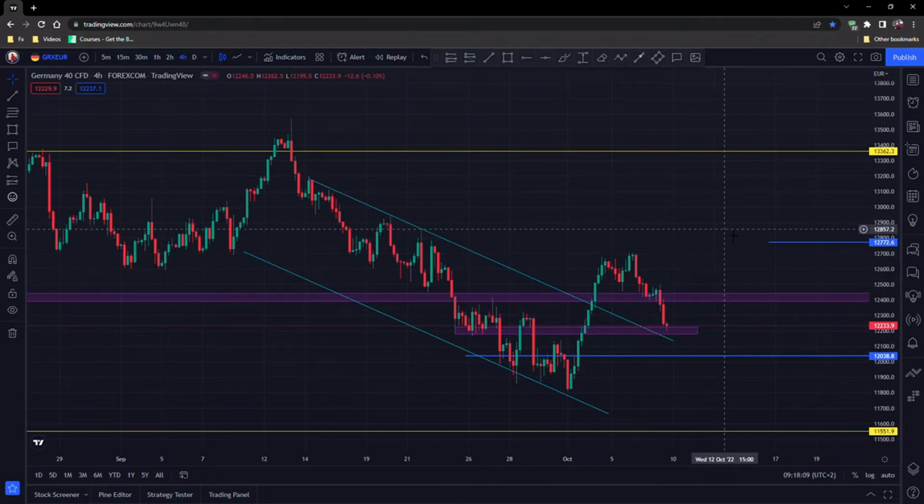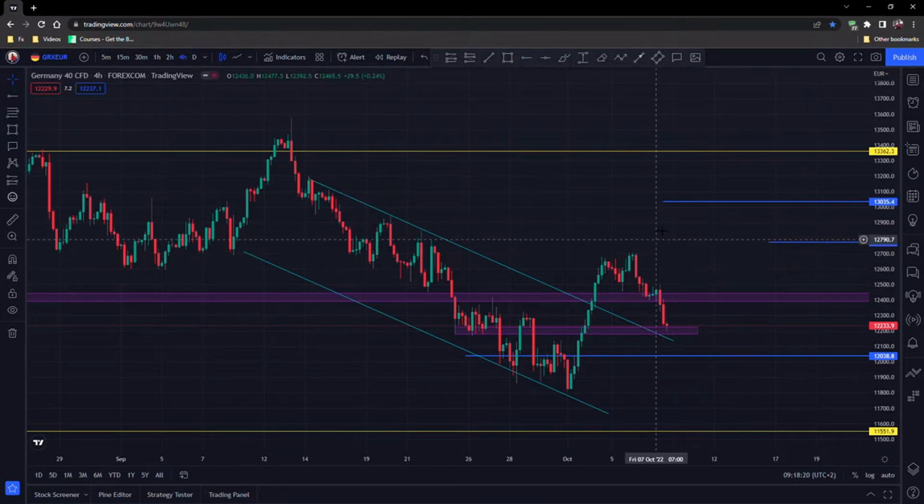Or if it should back up, this area will be our first target, that our second target, and of course this will be our overall target, right? You can see also this area right here is another high area. So this could be our first, our second, and our overall target if the market does follow this trading setup. But yeah, that's going to be it for Germany.